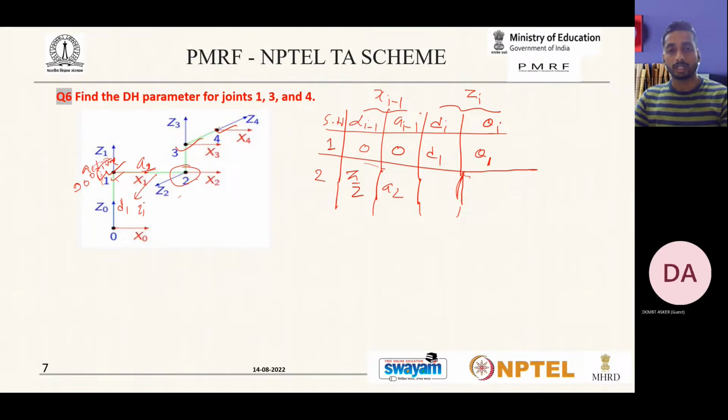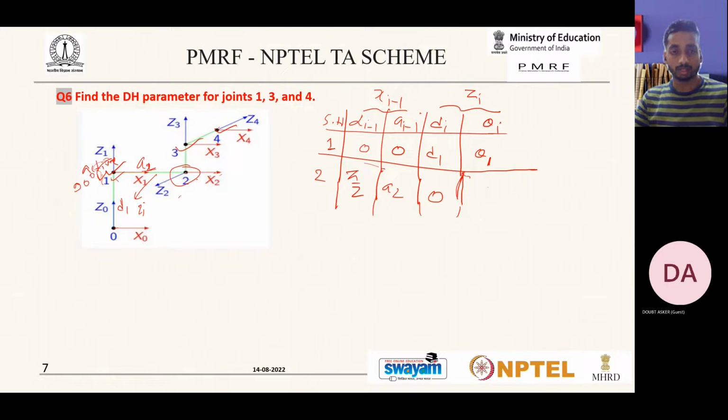And then we want to find d i. The d i is nothing but the distance between X1 and X2 along Z2. So along Z2, there is no difference. So this is 0. And theta i for joint 2: we have to find out the angle between X2 and X1 along Z2. These two are parallel, so this angle is also 0.